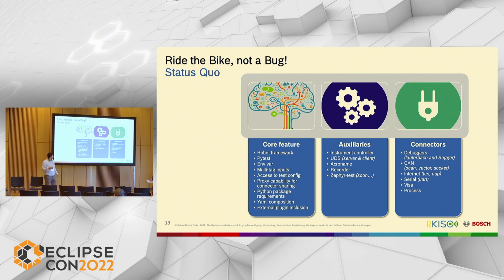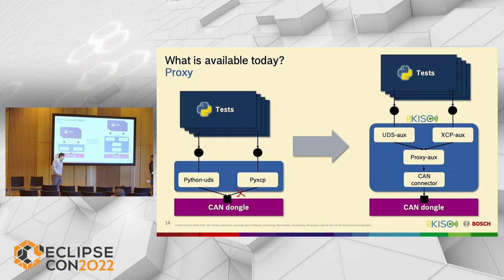Yeah. The next one is a proxy capable for connector sharing. So here I have a specific PowerPoint. We're mostly CAN focused, so it will be another CAN example. Over CAN, there is different protocols supported. Yeah, there is UDS, but there is also, for example, XCP. Yeah. But the CAN dongle you see here is actually exclusive. So as soon as one library takes over this connector or this dongle, the other library cannot do that. So it basically limits you. You can only test the UDS or the XCP.